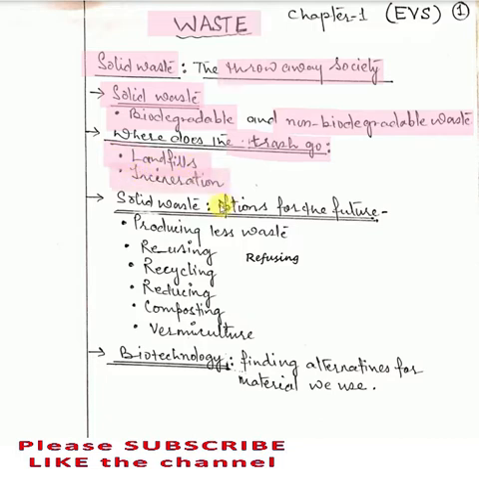The various options for the future, how to minimize or how to reduce the solid waste. There are various methods. First is reducing less waste, 3 R's: reusing, recycling and reducing. 4 R is refusing, composting, vermiculture.